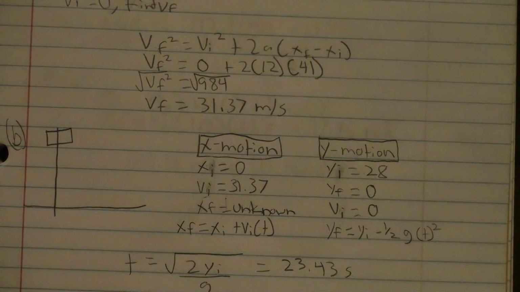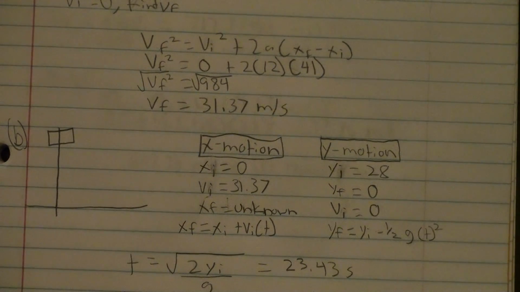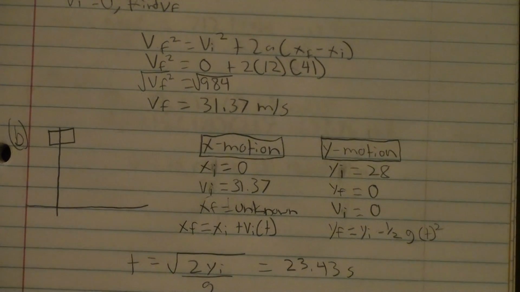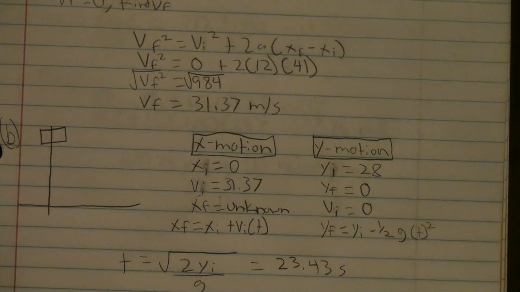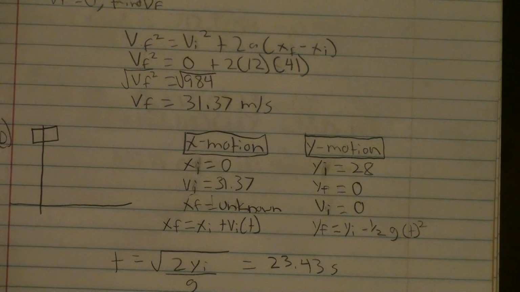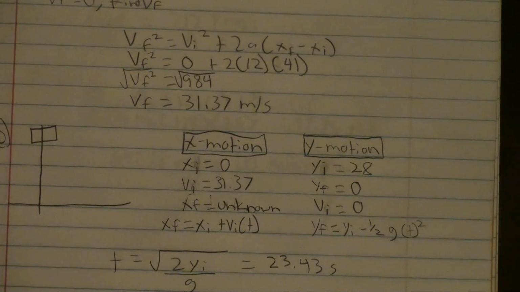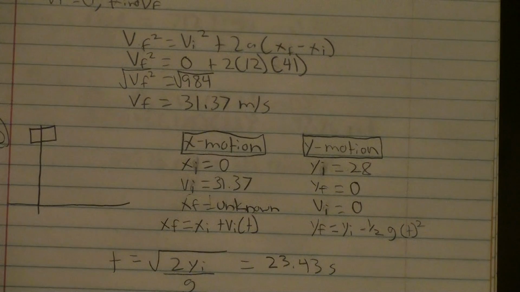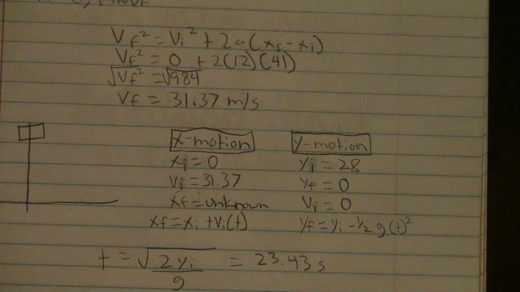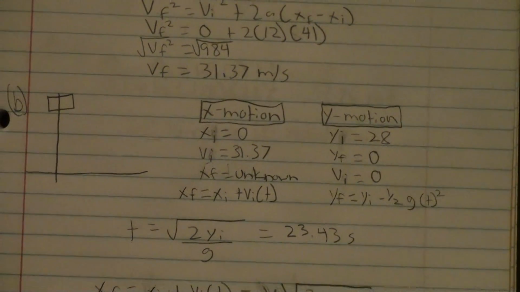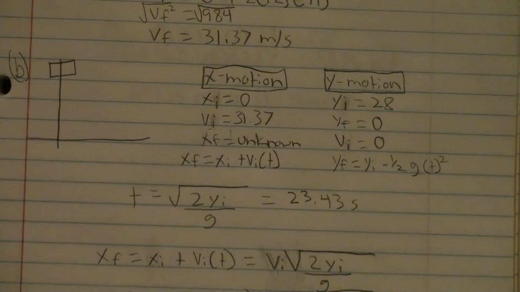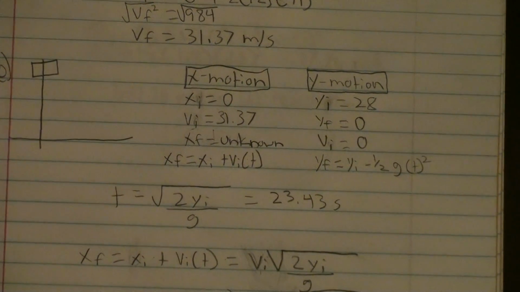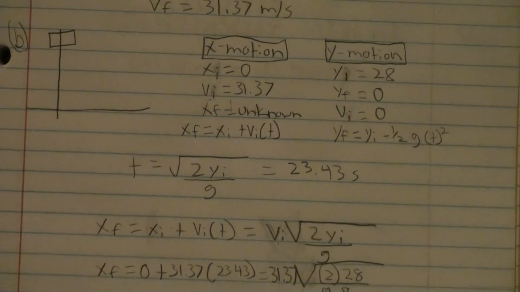And for that, you can use the formula final x is equal to the initial x plus the initial velocity times time. And then in the y motion, I have the initial y is equal to 28, the final y is equal to 0, and the initial velocity is equal to 0. And to find the final y, the formula of initial y minus 1/2 g times the time squared can be used. And then to find the time, the formula is the square root of 2 initial y divided by g, which I plugged my values for and got as 23.43 seconds.